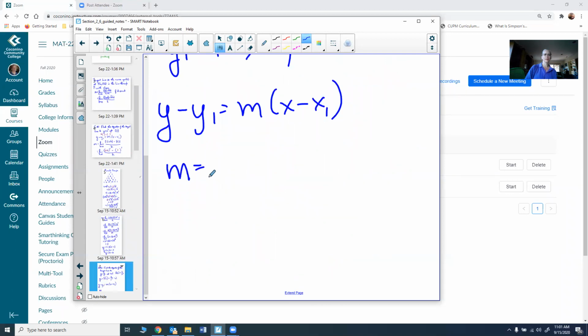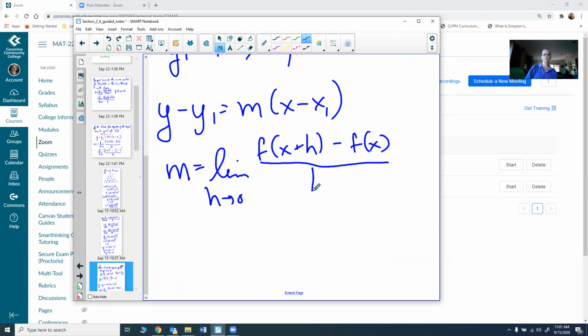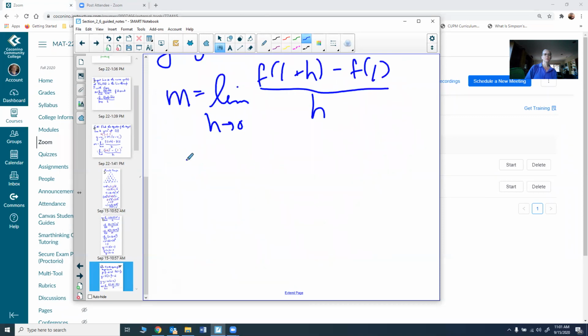So the slope, again, is the limit. The definition of the slope is the limit as h goes to 0 of f of x plus h minus f of x, all over h. Oh, but we know what x is. So let's actually put in the x this time. The x again was 1. Not always going to be 1, but it's nice when it is. So remember, we haven't done the limit yet, so don't lose this here.